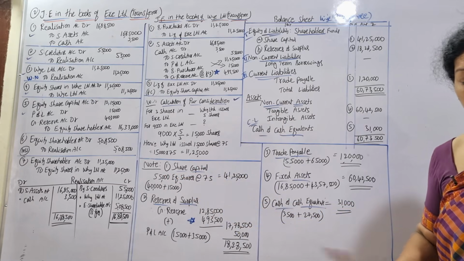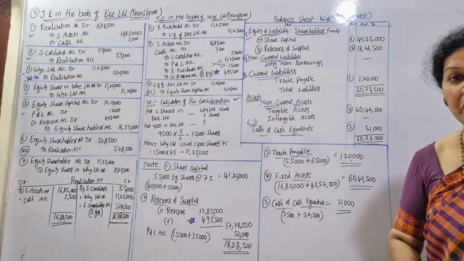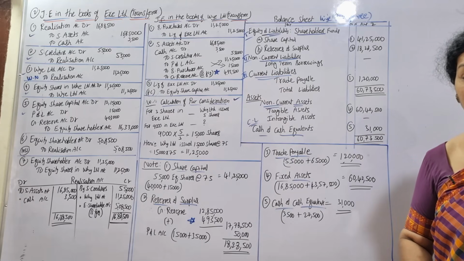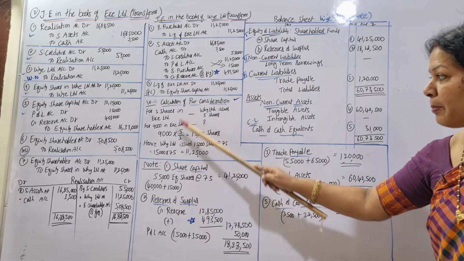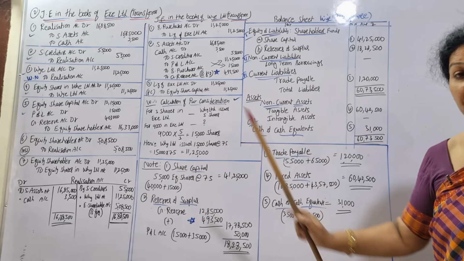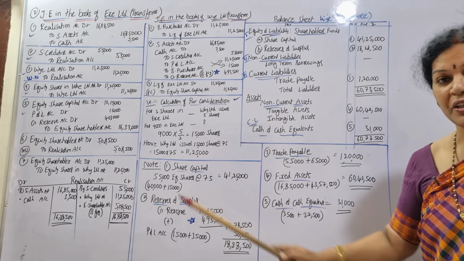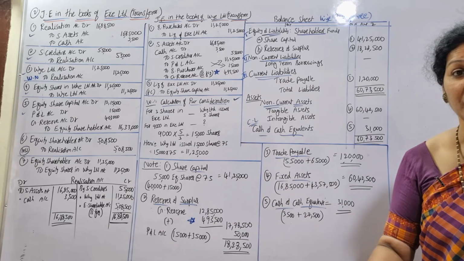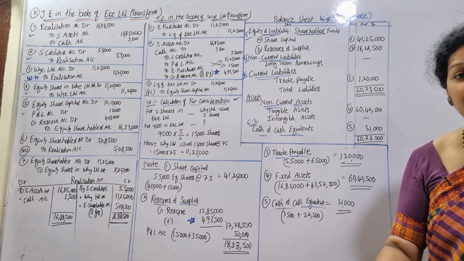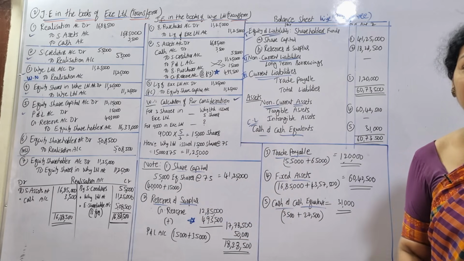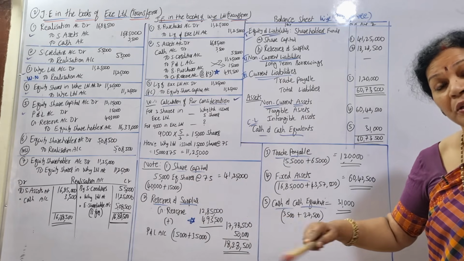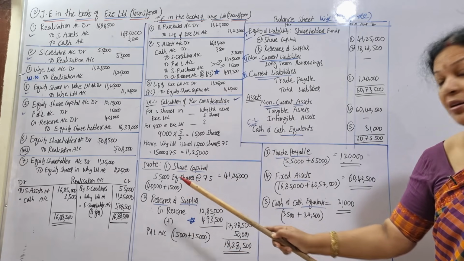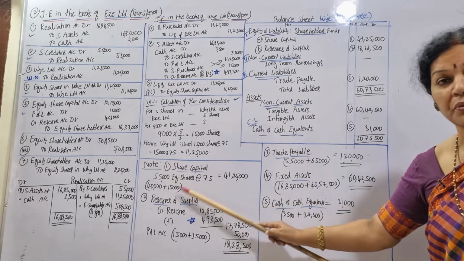How did you get 55,000? 40,000 which is given in the book. Y's share capital is 40,000 plus purchase consideration. You know that 15,000 shares you got. 15,000 also he is paying through the share capital, and it means his share capital is increasing. Already 40,000 is there, plus when he is issuing extra 15,000, total it is coming to 55,000.